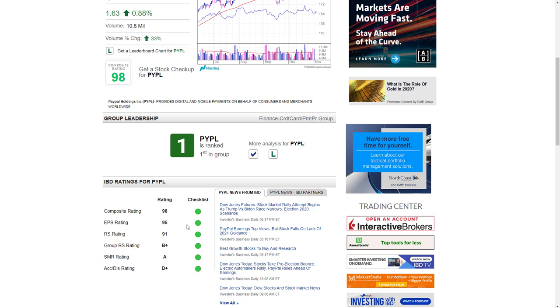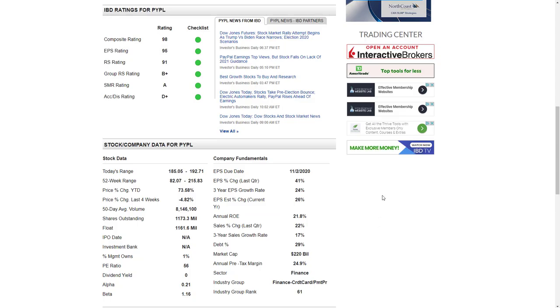EPS rating, 95, close to top tier. Relative strength rating, above 90, outperforming 91% of other stocks. Now, it is under some distribution with a D plus rating. And when you take a look at their annual ROE, this shows you the quality of their management. They have an ROE of 21.8%. Huge. So I consider PayPal a position that you'd want to put on for the longer term after we get a shakeout here in the short term.